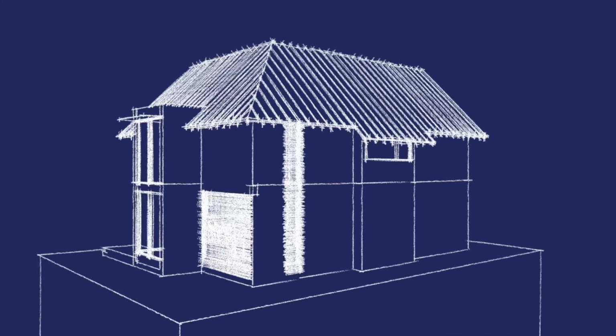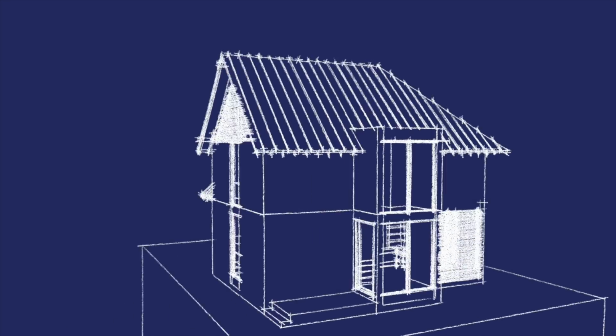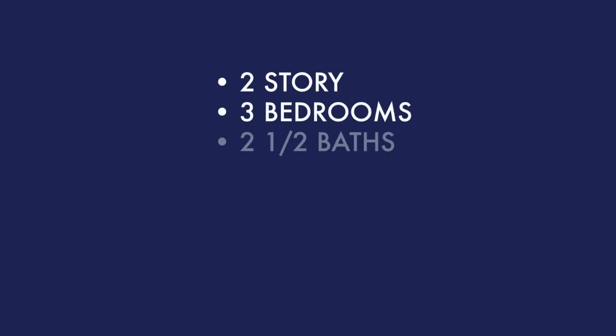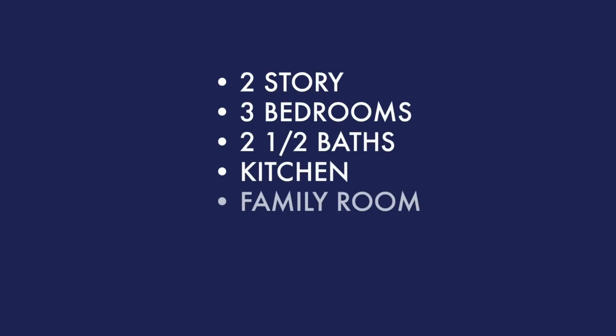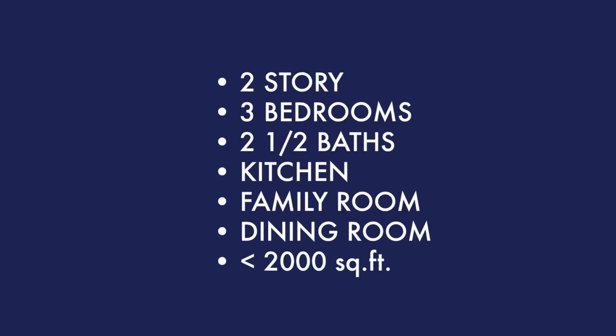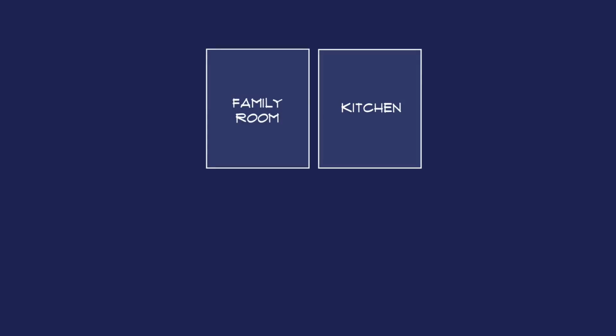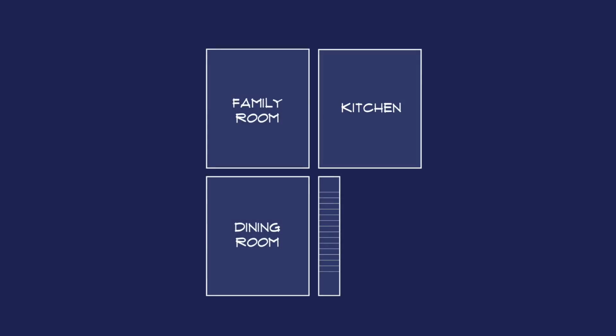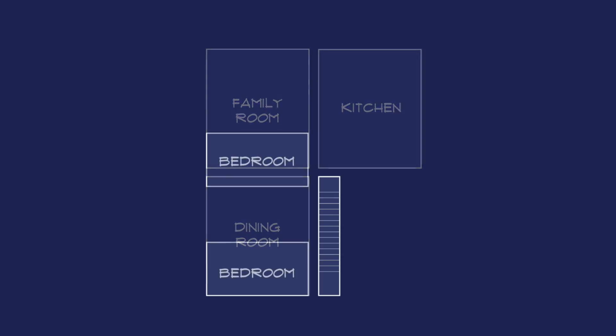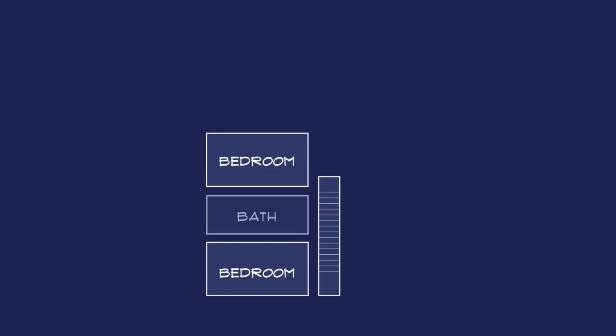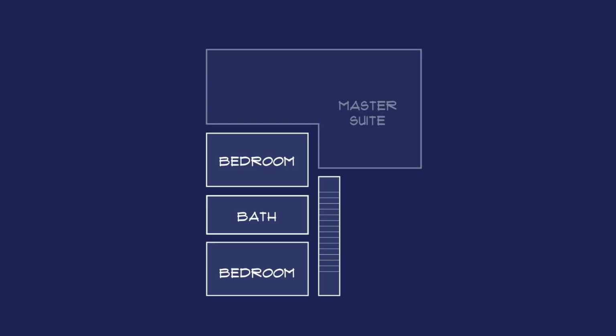The program for this home is as follows. Provide a two-story, three-bedroom home with 2.5 baths, a kitchen, family room, and dining room, all under 2,000 square feet. In diagrammatic terms, I thought about the kitchen and family room as contiguous spaces, with the dining space around the corner. To conserve space, the bedrooms on the second floor would need to share a bath, and the master suite could occupy the larger spaces above the kitchen.